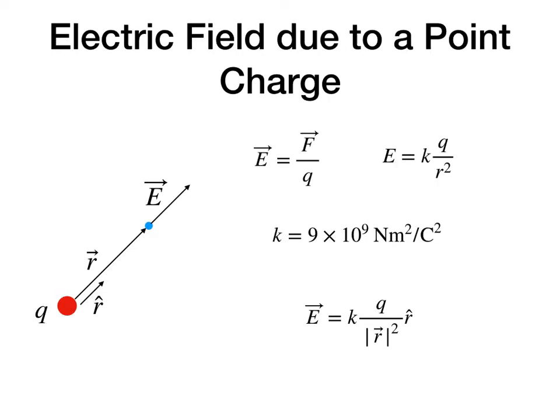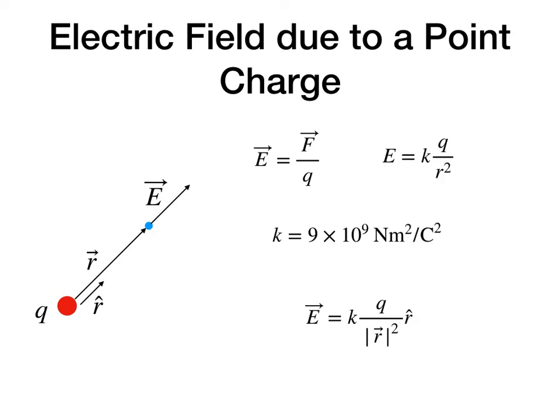Okay, so what about the electric field due to a single point charge? So here I have this red positive point charge, and the blue dot represents some point in space where I want to calculate the electric field. If I calculated the force on that blue charge, and I divided by the value of that blue charge, that would be the electric field. That's how we define the electric field. It's the force per unit charge. So it's the force if I put a test charge here.